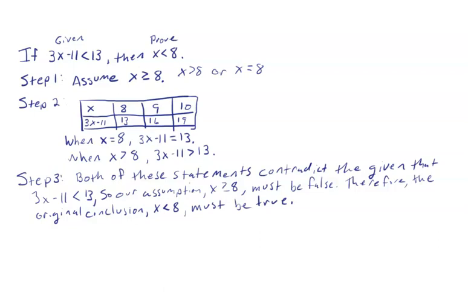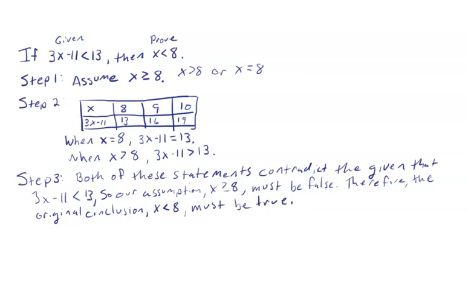Find what those values are, and then when x is equal to 8, the 3x minus 11 equals 13. These are just statements that say what the table said. In step 3, we recognize that these statements contradict what we've said has to be true in the given. They are not the same. They do the opposite of what we were saying.